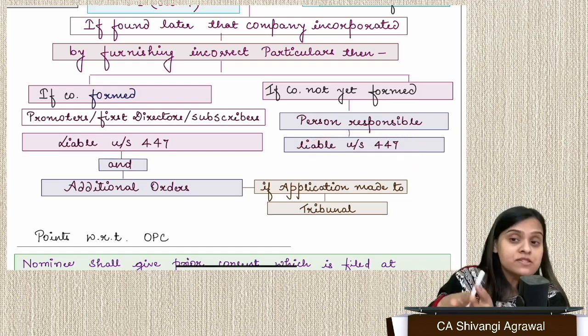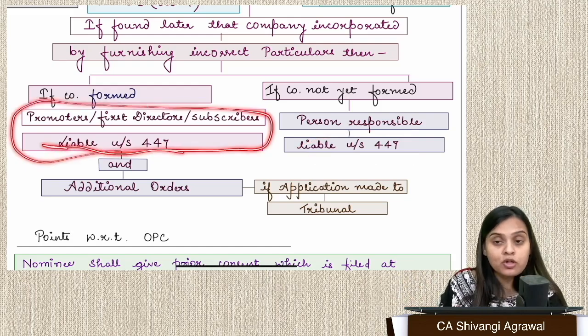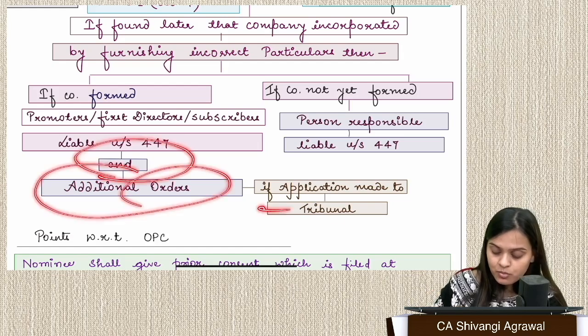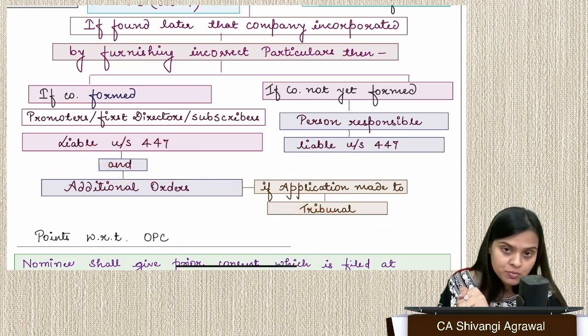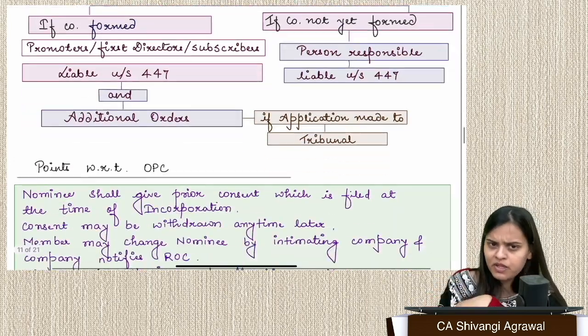But what if the company is formed? If the company is formed, of course these fraud charges will be put on promoters, first directors, and subscribers, but there will be additional orders also that may be passed if the application is made to the tribunal. Additional orders like winding up, like removing the name of the company, etc.